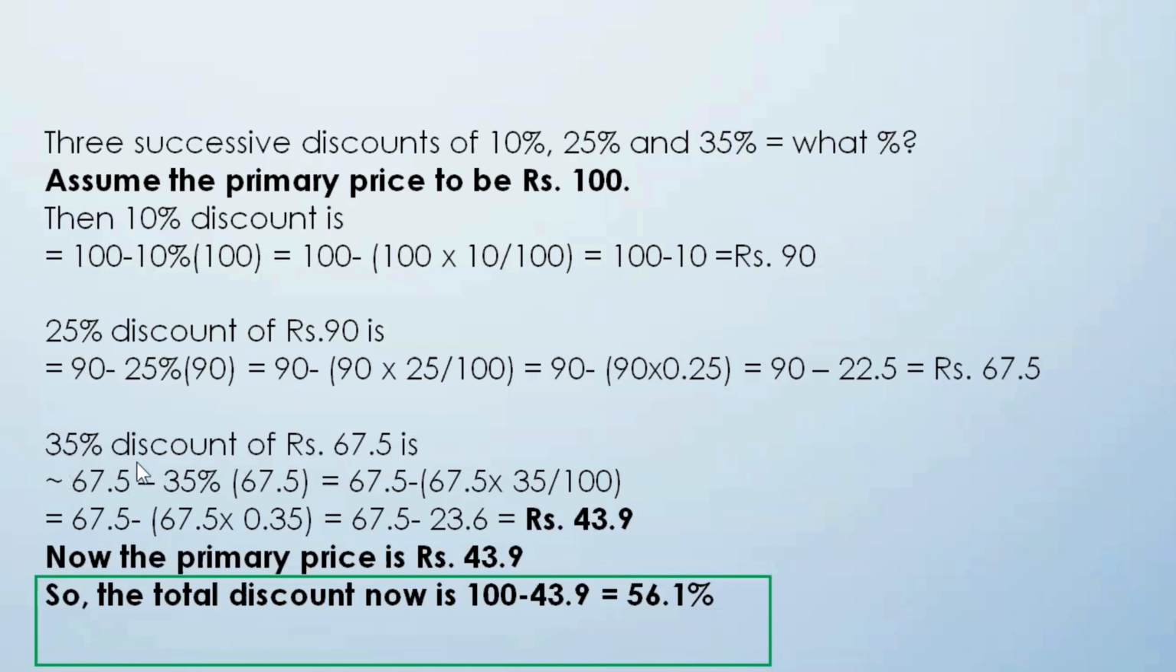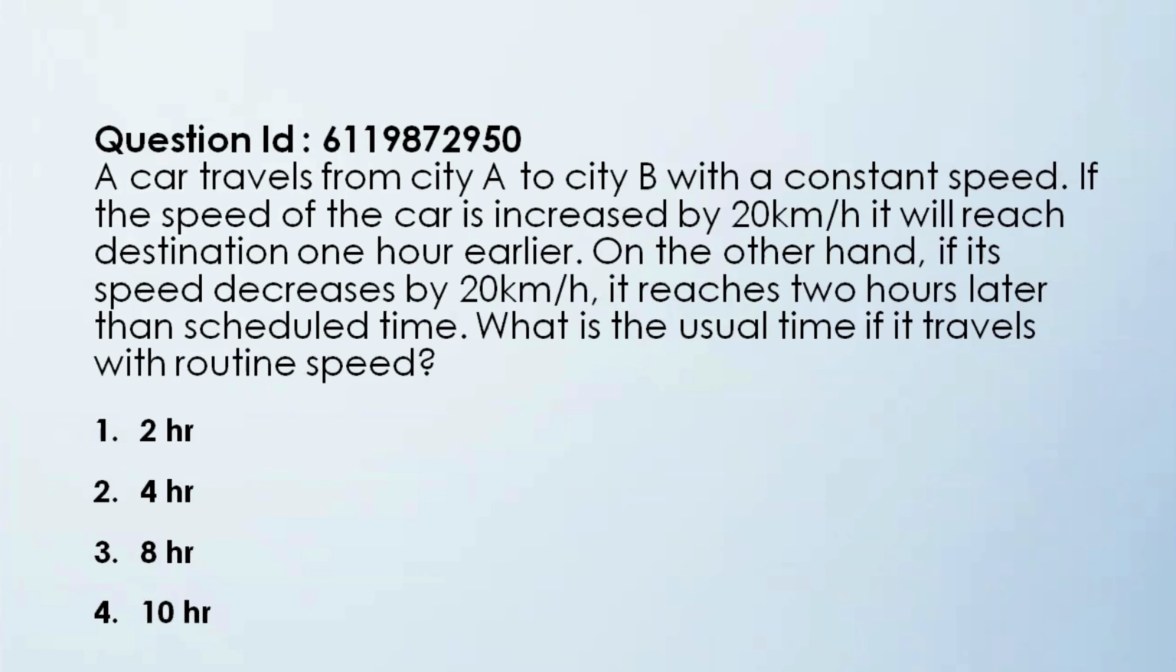The next question on mathematical reasoning is, a car travels from city A to city B with a constant speed. If the speed of the car is increased by 20 km per hour, it will reach destination 1 hour earlier. On the other hand, if its speed decreases by 20 km per hour, it reaches 2 hours later than scheduled time. What is the usual time if it travels with routine speed? Is it 2 hours, 4 hours, 8 hours, or 10 hours? Okay, like we saw the previous question, pause the video, solve it yourself, and then come back to see what the correct steps are and the correct answer is.